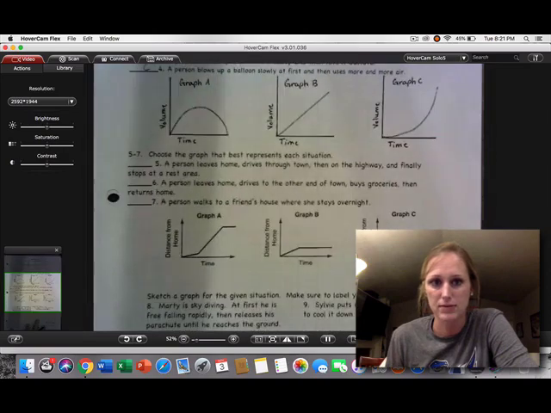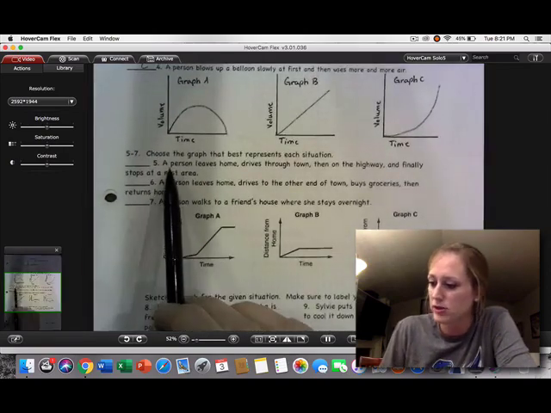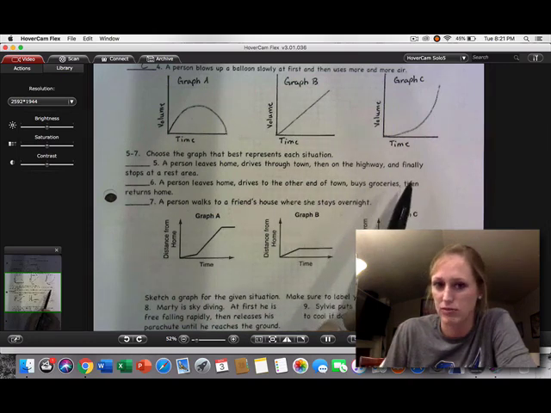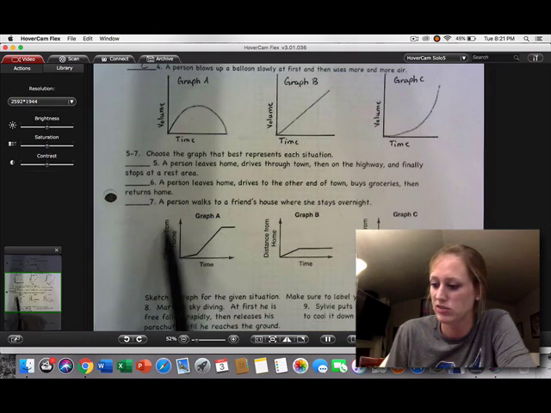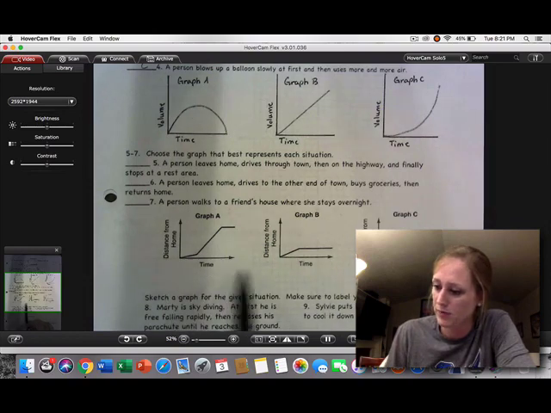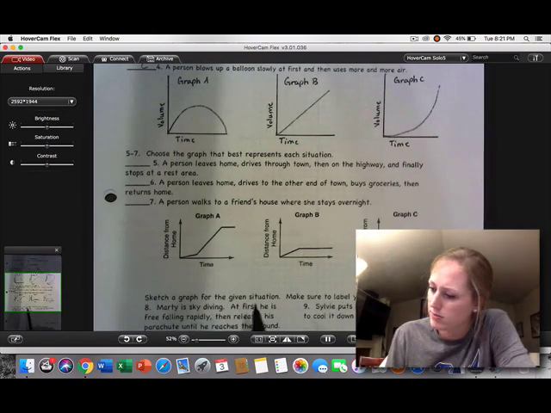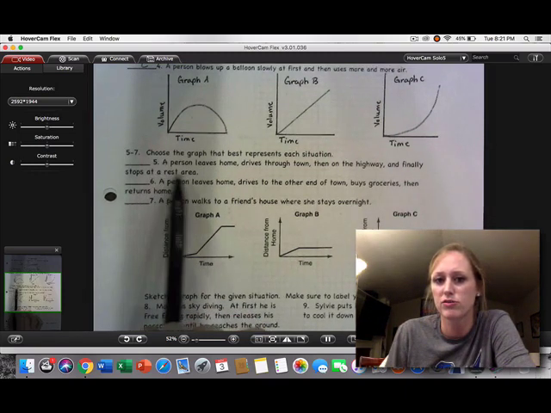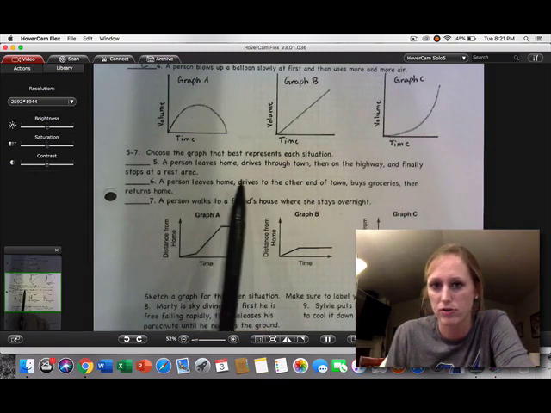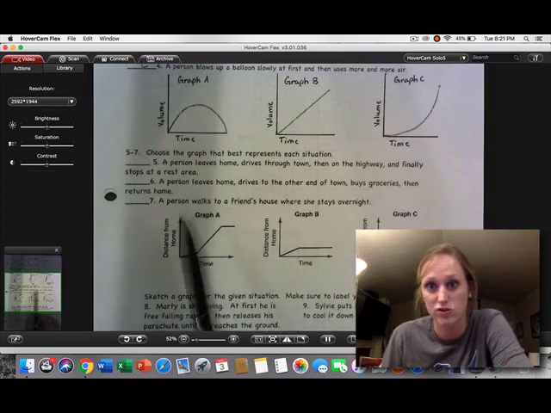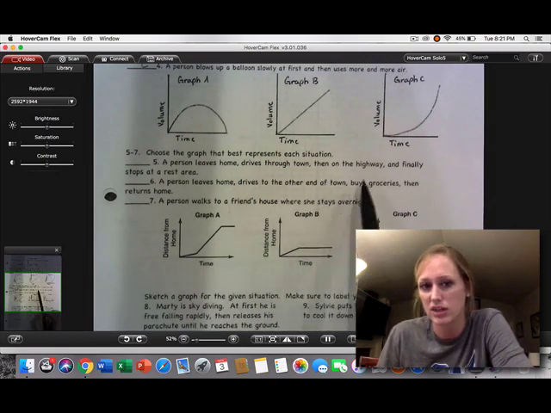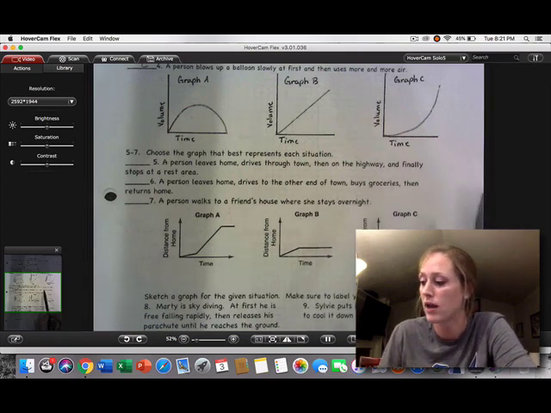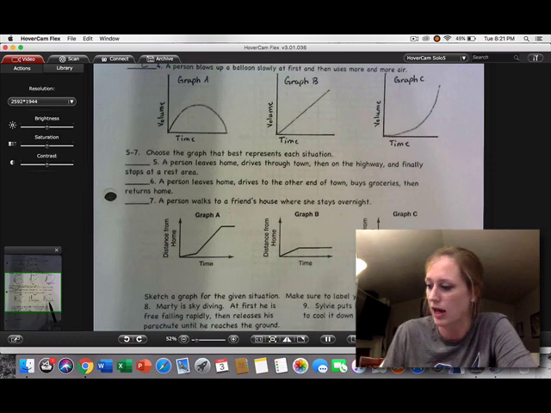All right, same idea on this one. A person leaves home, drives through town, then on the highway, and then finally stops at a rest area. So we are measuring distance from home over time. Okay? All right, so this person is getting further and further away from home. So they're driving through town, so they're going kind of slower through town. Then on the highway, so they're going to get further away faster. And then they're going to stop at a rest area and they're going to stay at that place. So they're still getting further and further away from home, but we can kind of analyze that.